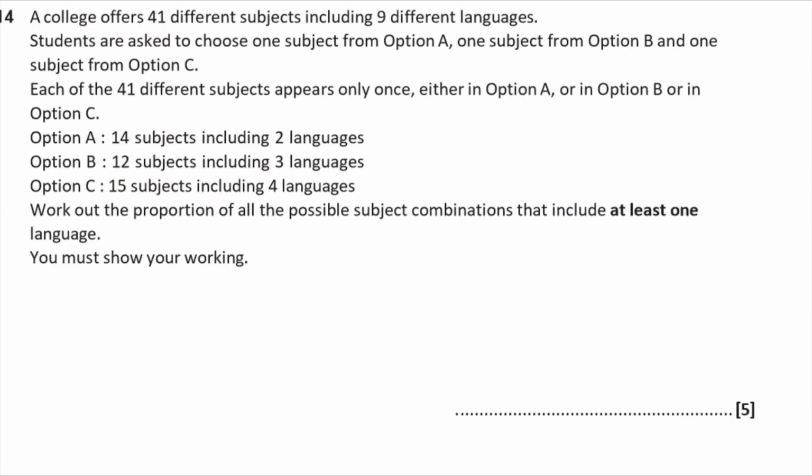Gosh, this is a wordy question. Question 14. A college offers 41 different subjects, including 9 different languages. Students are asked to choose 1 subject from option A and 1 subject from option B and 1 subject from option C. Each of the 41 different subjects appears only once, either in option A or in option B or in option C. Option A has 14 subjects, including 2 languages. Option B has 12 subjects, including 3 languages. Option C has 15 subjects, including 4 languages. Work out the proportion of all the possible subject combinations that include at least 1 language. You must show your work.